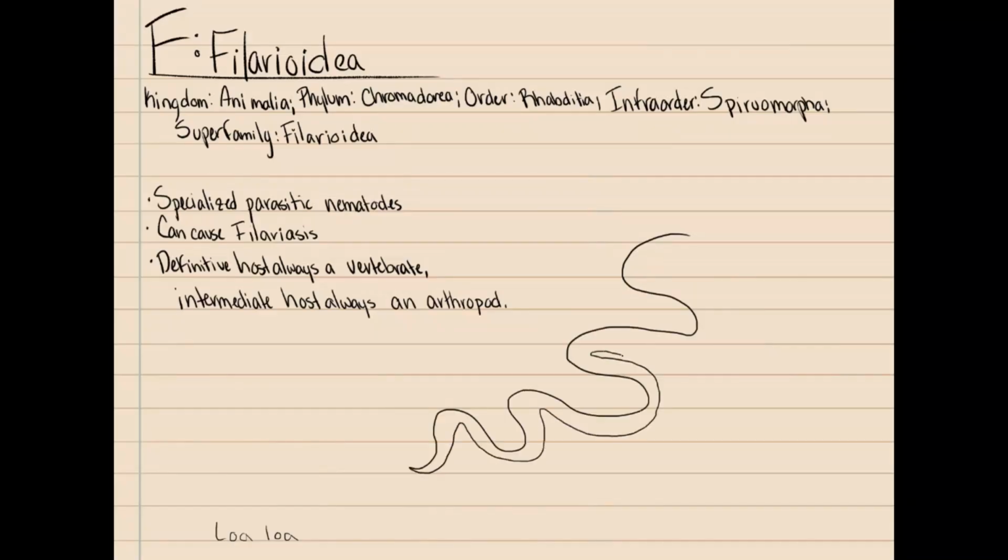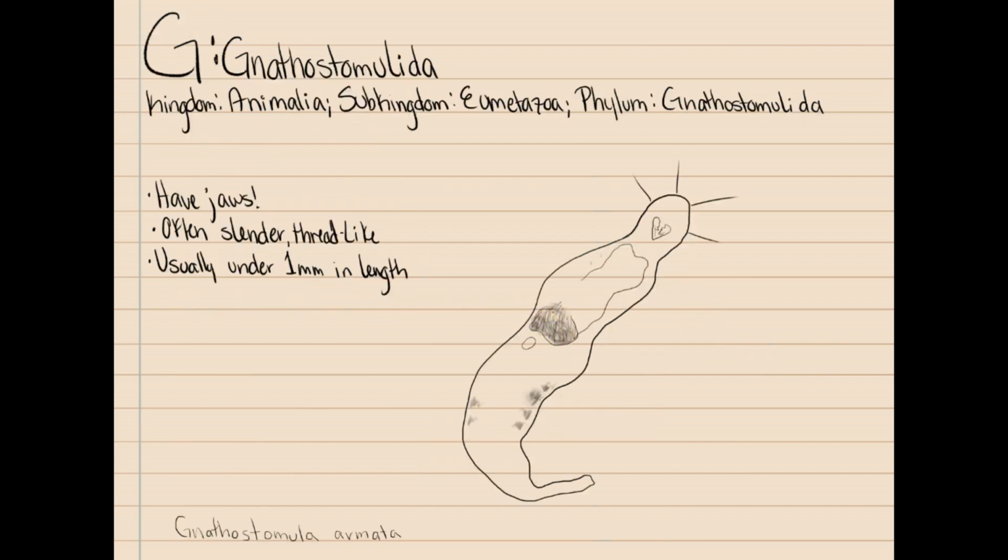F is for Filariidea, which are a specialized parasitic nematode that can cause a disease called filariasis. They have specific hosts. G is for Gnathostomulida, also known as jawworms, for their, you guessed it, jaws.